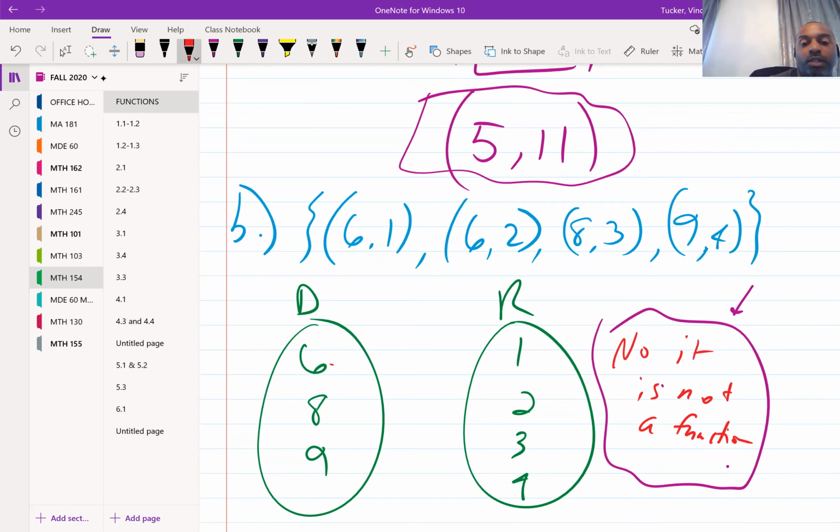So you look at the number 6. Notice it goes to 1, but 6 also goes to 2. So the answer is no, and that stops it from being a function. Questions? Any questions?